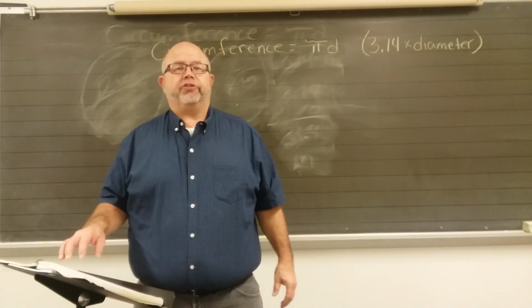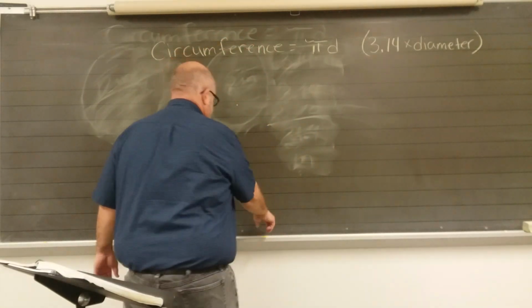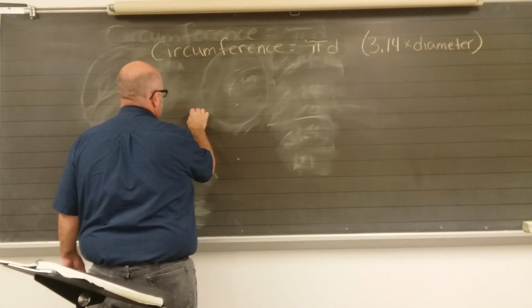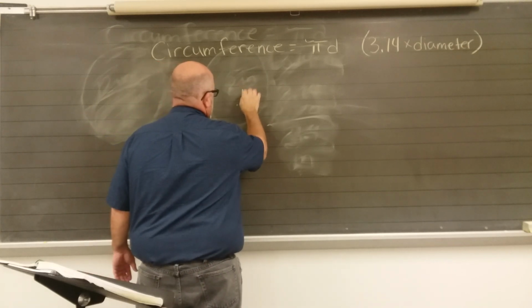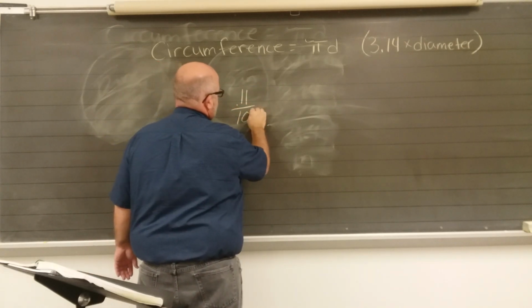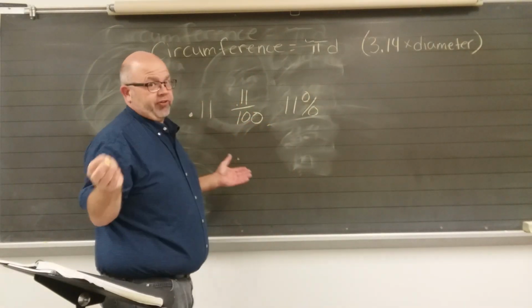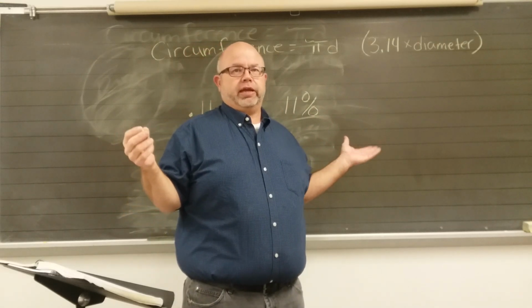We've talked about the fact that every percent has an equivalent fraction and decimal. 0.11 is the same as 11 over 100 and 11%. So every fraction has an equivalent percent and decimal.